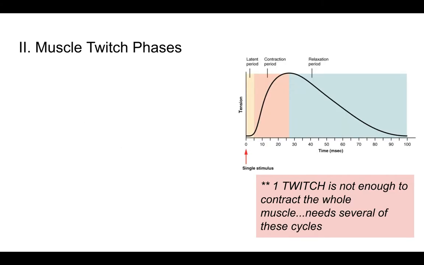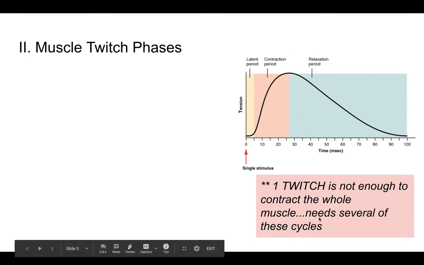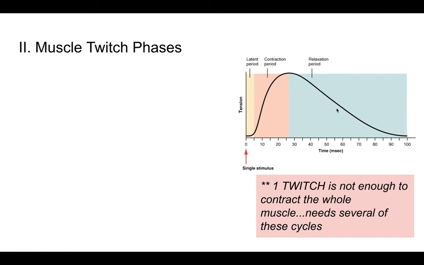So let's focus on the twitch, okay? So you have this diagram. I'll come back to this box in a second. Don't write anything here yet. So you have this diagram, except yours is not labeled. And so this is one twitch. And a twitch is broken down into 3 different phases or periods. And that's what you need to label.